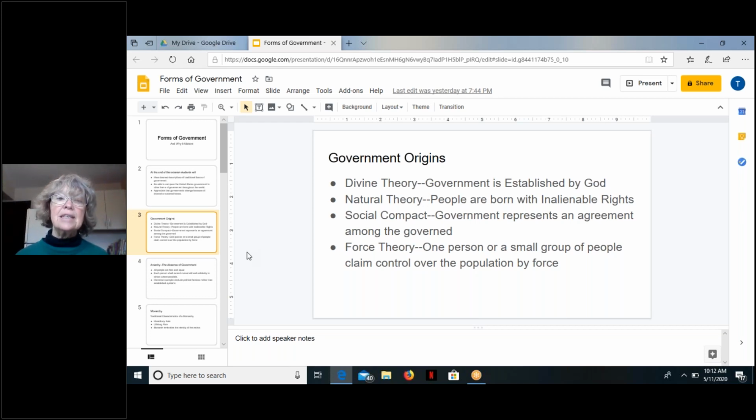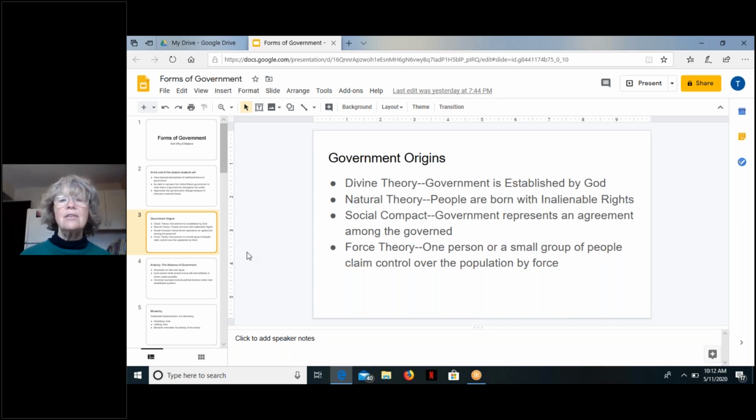And the first of these is the divine theory, which holds that government is established by God, that there's a connection between God and the government, and it is ordained by God that the person in charge of the government is watching over the people in place of God. The second origin theory is natural theory, which holds that people are born with inalienable rights and governments are set up to protect those rights.